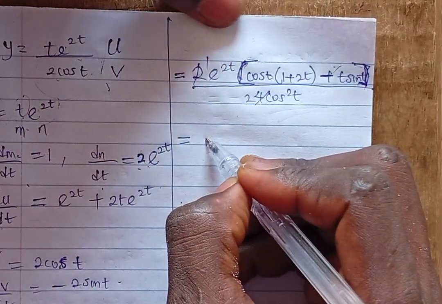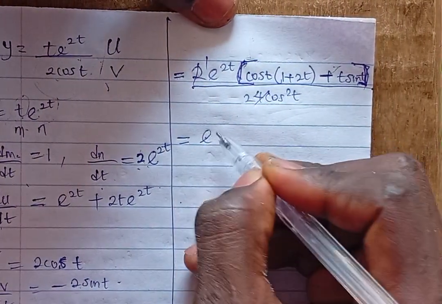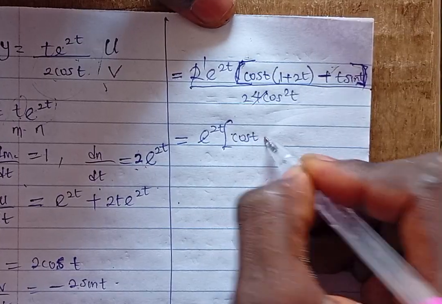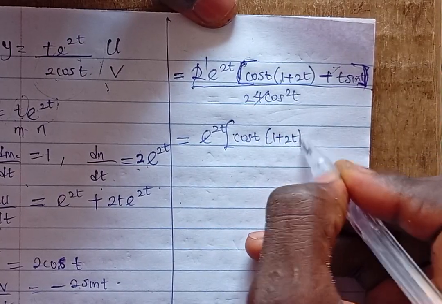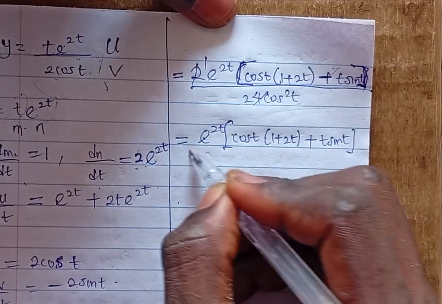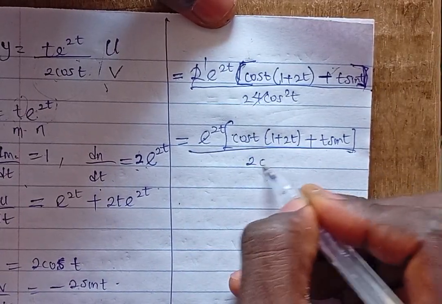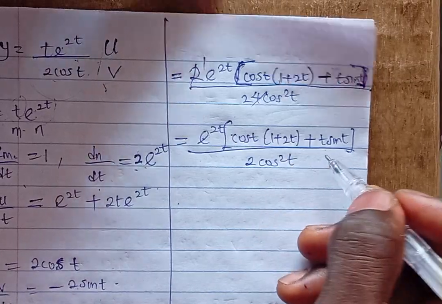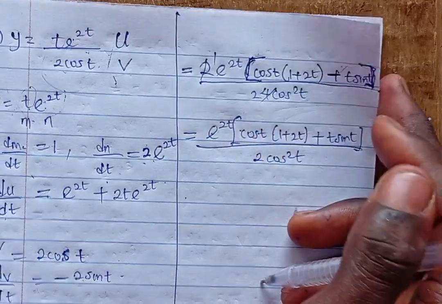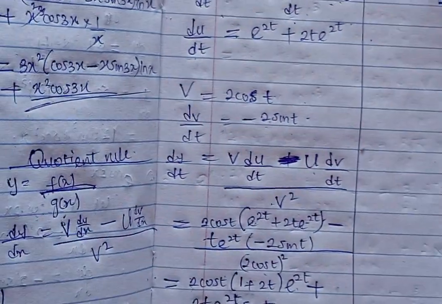So I have that e raised to power 2t into cos t into 1 plus 2t plus t sine t, everything over 2 cos squared t. So this is our final answer. So that's that under quotient 2.